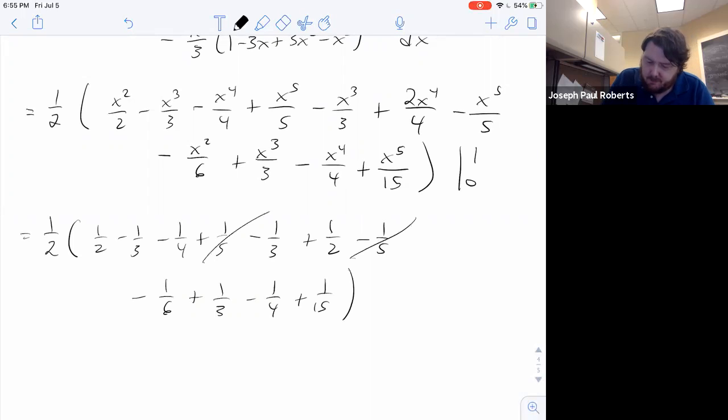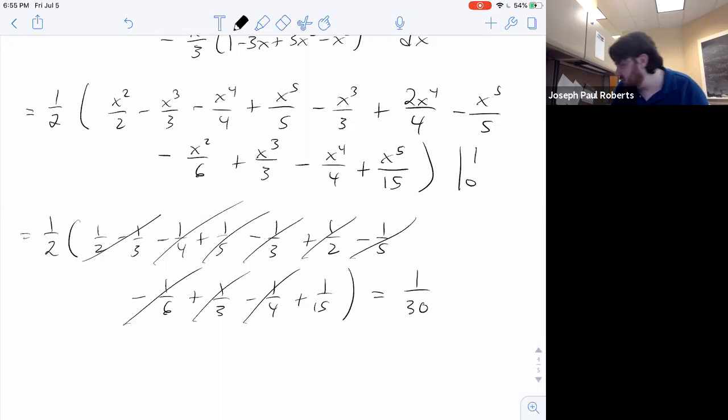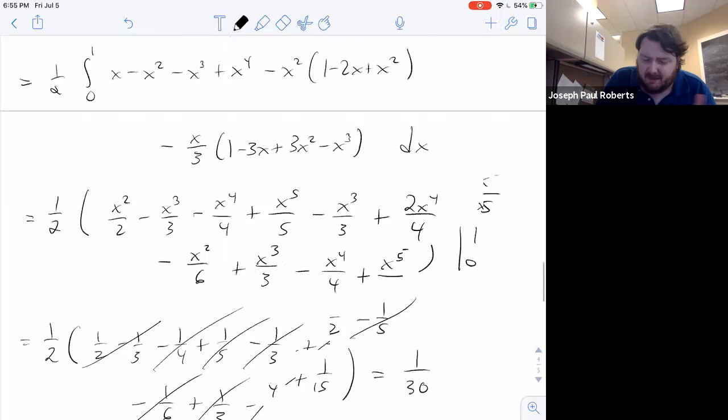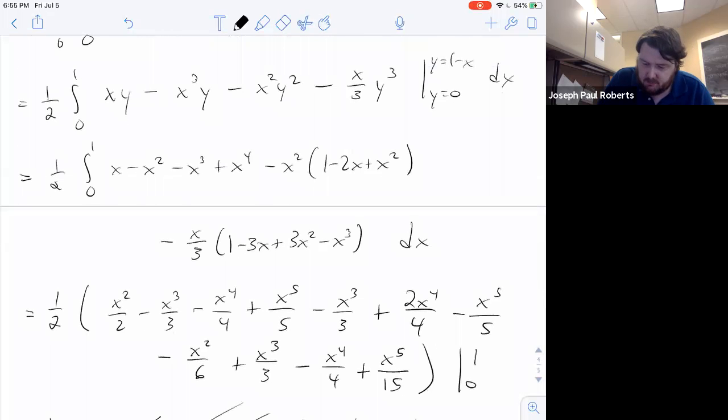So 1/5 minus 1/5, minus 1/3 plus 1/3. What else do we got? 1/2 minus 1/4 minus 1/4, that's 0. So 1/2 minus 1/3 is 1/6, minus 1/6 is 0. So it looks like we get 1/30, which, yep, that is correct. So again, the last few steps, don't worry about. That's a lot more tedious than something we would make you do.